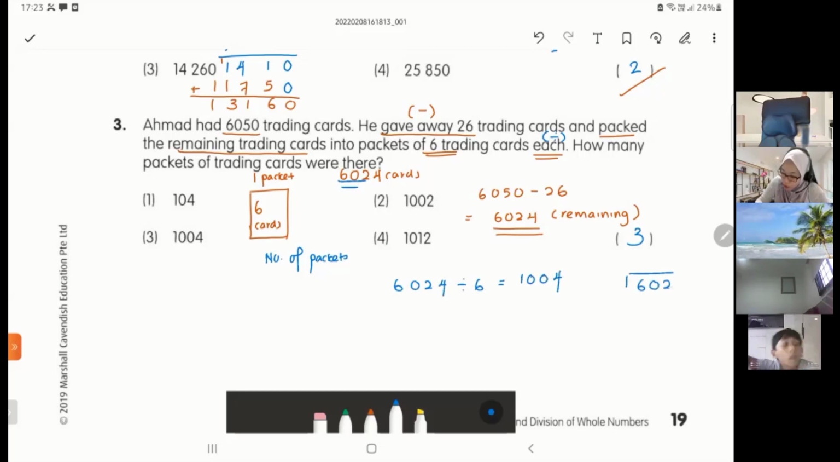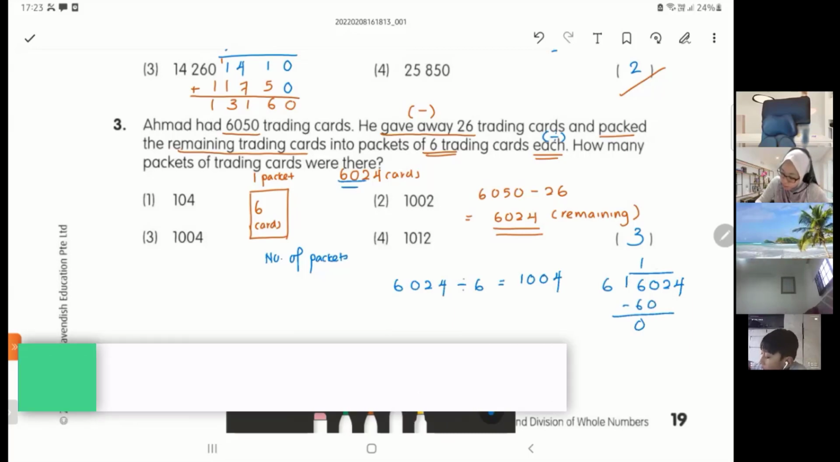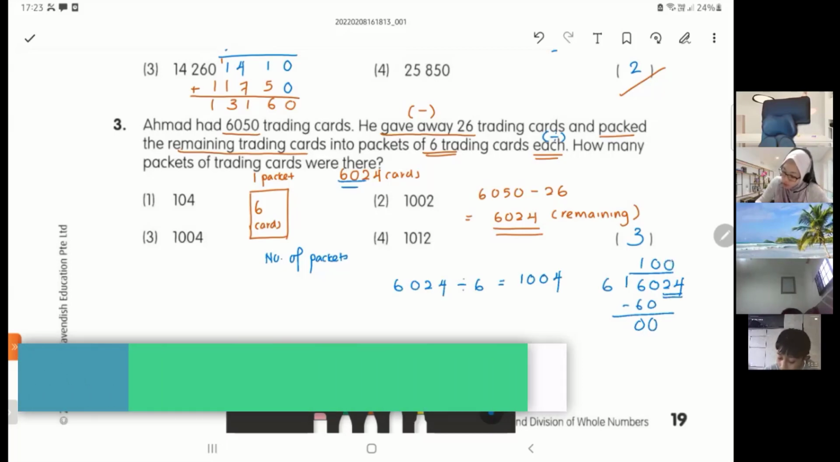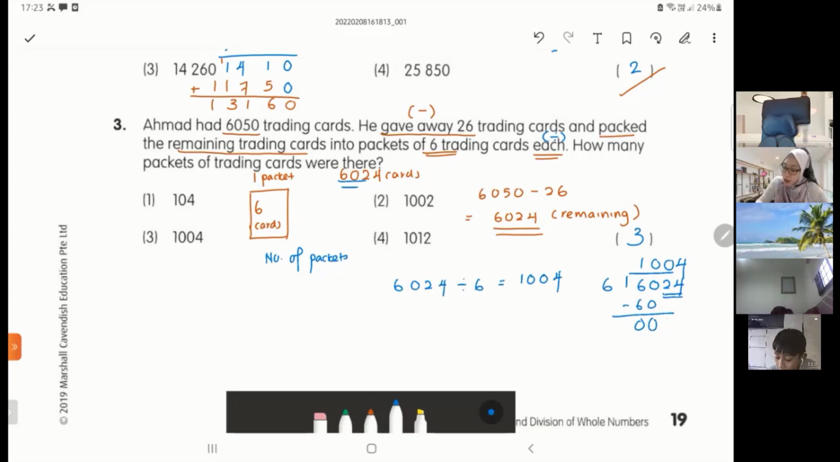And how do we divide? You should know how to divide. Divide by 6. 6 and 6 is 1. 0, bring down the 0. Here put 0, then 24. You look at 24. 2 divided by 6 cannot. 24 divided by 6 is 4. So 24 minus 24 is 0. The answer is 1,004. That's how I get my answer. Answer is 3. Very good.